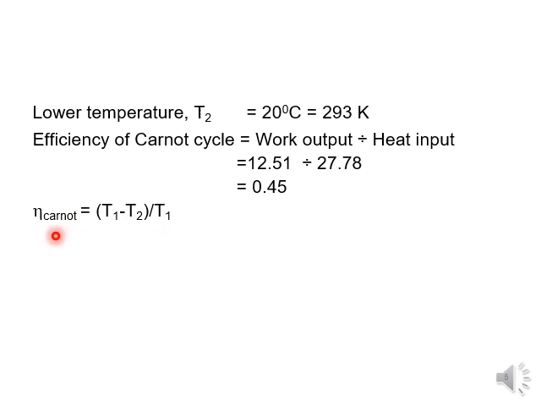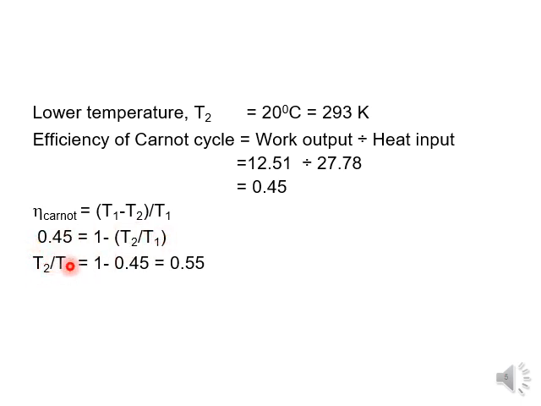Substitute 0.45 is equal to T1. We don't know T1, so substitute the T2 value. T2 value is 293. So 0.45 is equal to 1 minus 293 by T1. So T2 by T1 bring to the RHS side, and 0.45 to the LHS side.